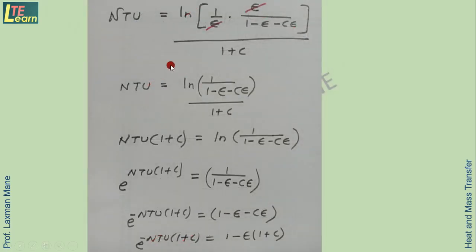So NTU is equal to, again here this epsilon will get cancelled in the next step. So the remaining terms we will have here. Then take this 1 plus c to the left side. Then taking antilog of both sides, because we have to remove this natural log. So taking antilog means write the equation e raised to something. So e raised to NTU bracket 1 plus c is equal to this term.